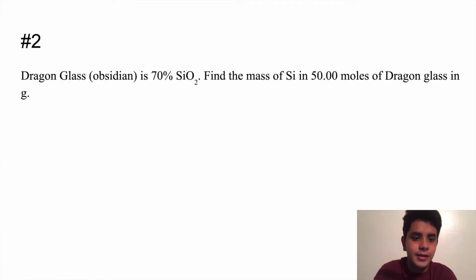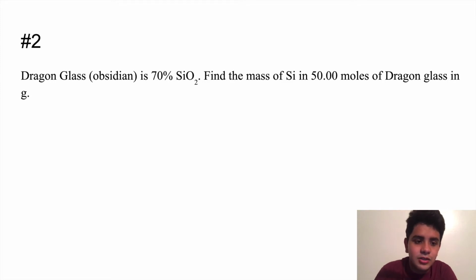Question number 2, dragonglass, which is obsidian. Back in Viking times, they called it dragonglass, but it's actually obsidian. Dragonglass is 70% silicon dioxide. Find the mass of silicon in 50 moles of dragonglass in grams.